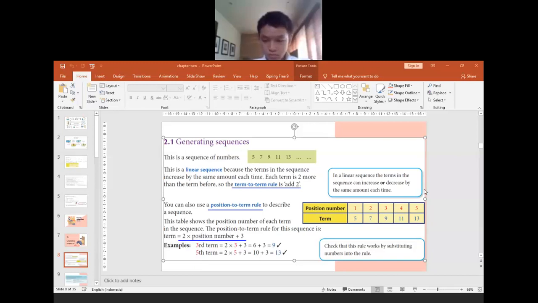Term to term rule, I already understand, teacher. Okay, then. Sometimes my explanation is more complicated, sorry. But is there anyone having difficulties? The term to term rule is like a rule to change the number into the next number, the previous number into the next number.